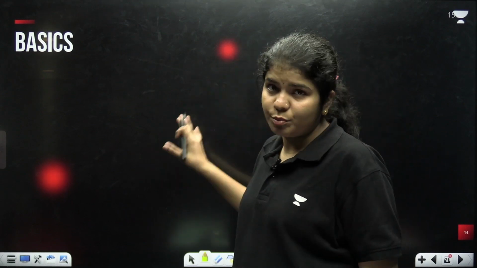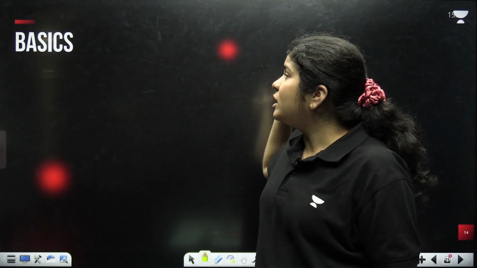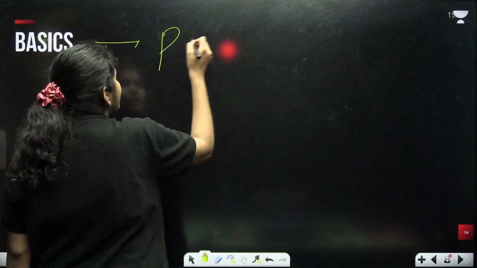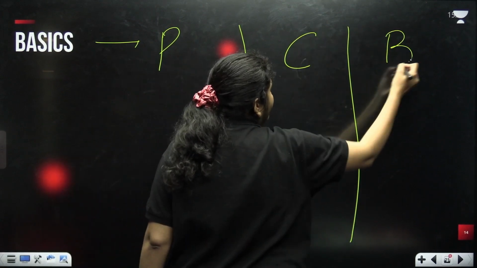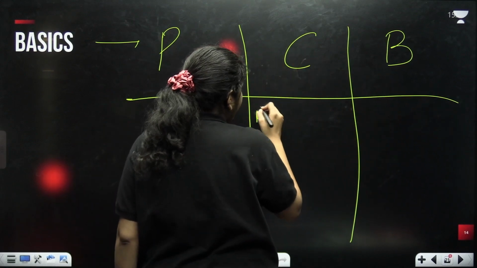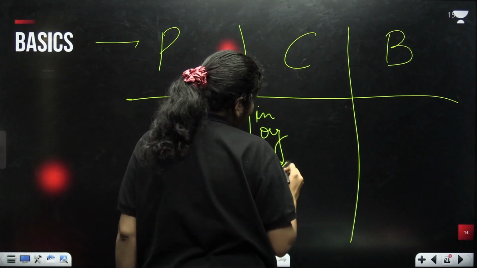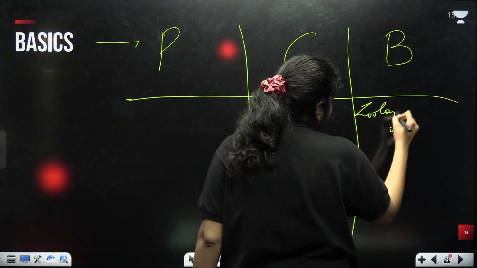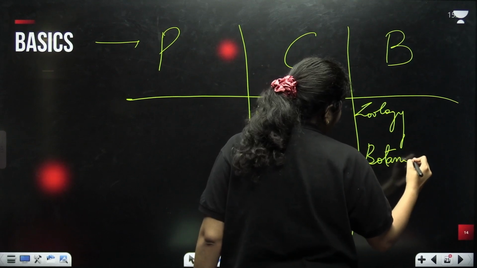But in this basics, in this particular aspect of the paper, the entire ambit of S&T is covered. So we'll quickly divide this. So we have P for physics, we have C for chemistry, and we have B for biology. And in this we have inorganic, organic, and physical that would be there. In this we have zoology, botany, basically that would cater to the entire subject.